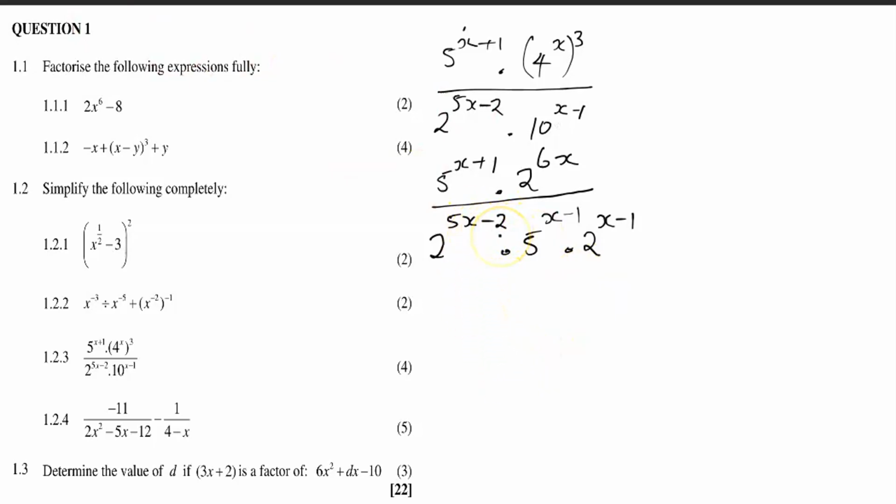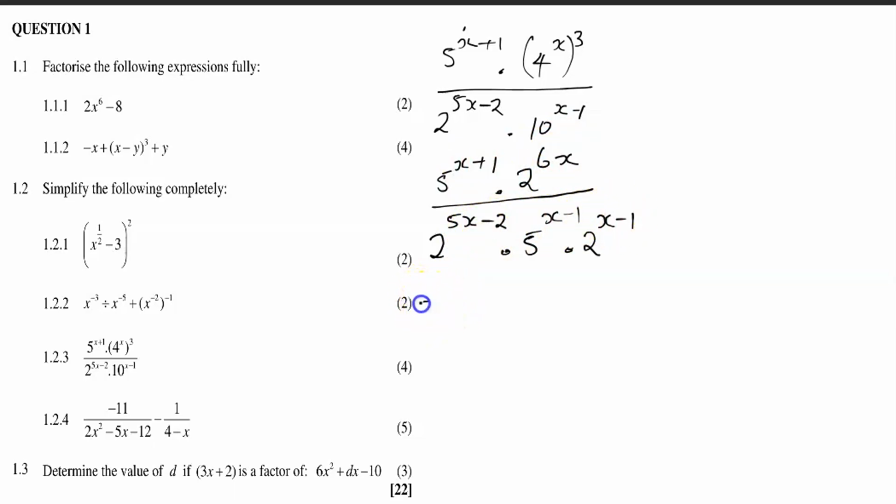Now we can add and subtract our exponents. If the bases are multiplied, we add. If they are divided, we subtract. So this one we have to subtract, so it's this minus that. This one is this minus that.